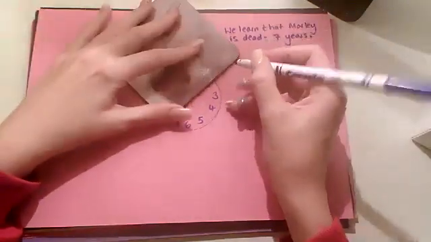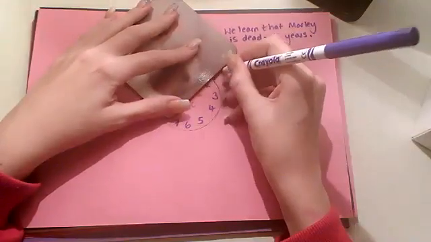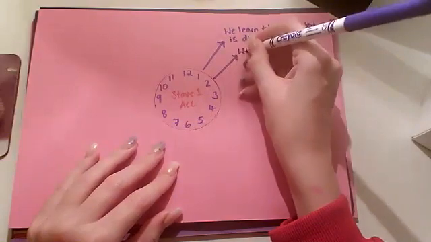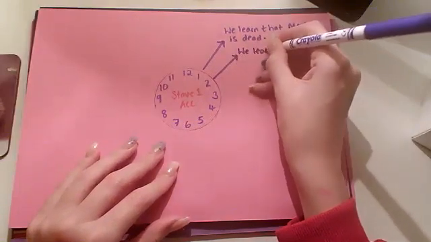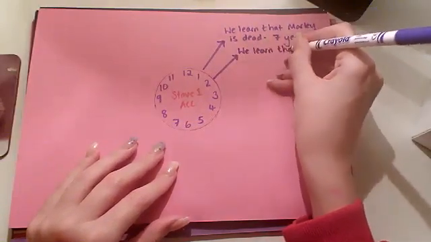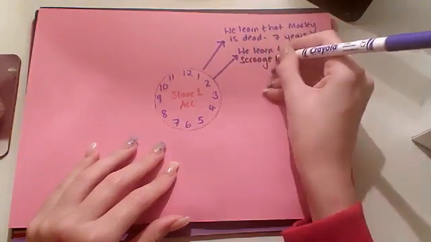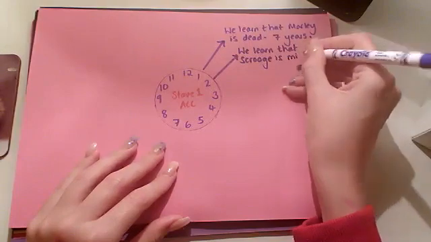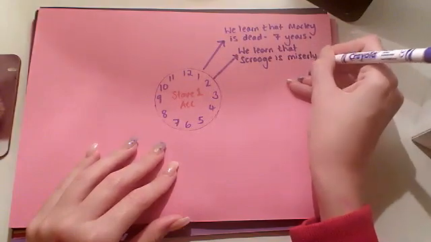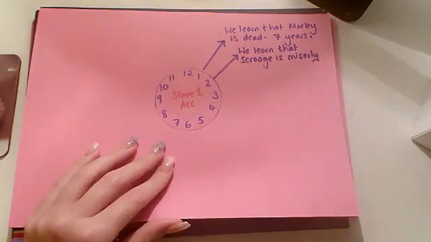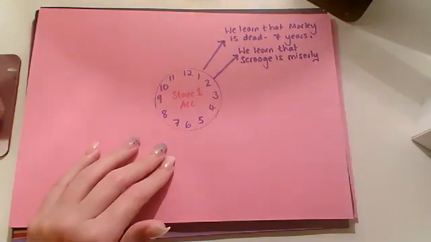Okay, the second point is we learn that Scrooge is miserly. So if you're not sure what miserly means, that just means that he's not generous with his money. He keeps his money to himself. He is covetous of his wealth.